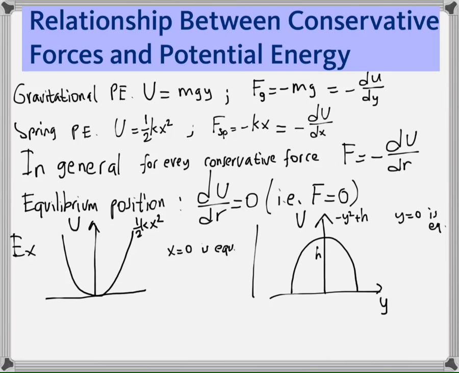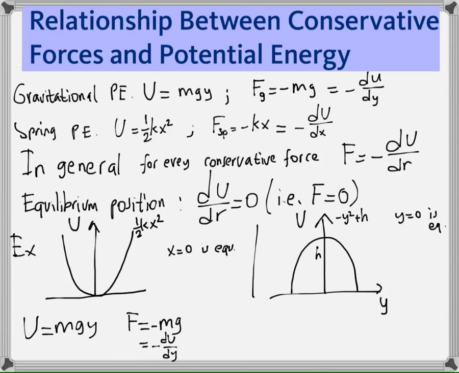The potential function U for the gravitational potential is mgy, right? And the force on the object that creates this potential is -mg, right? Its weight. You observe that F can be written as minus dU divided by dy, a derivative of the potential function with respect to y, multiplied by minus. Okay? So this observation is true for all conservative forces.